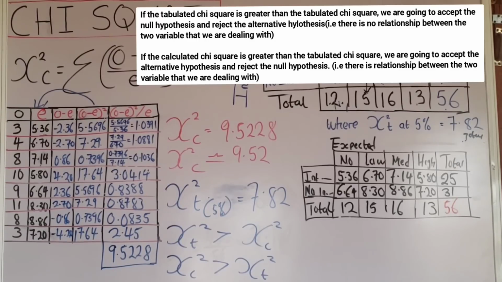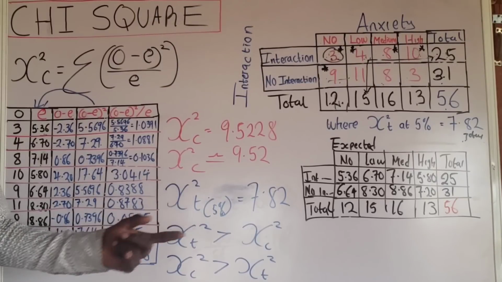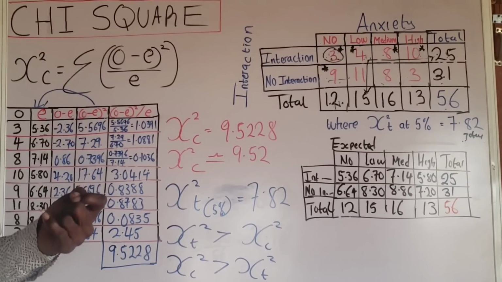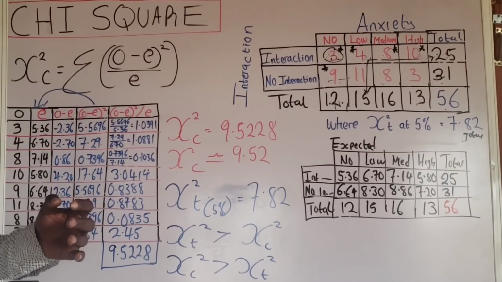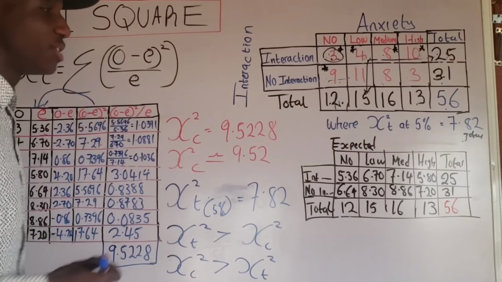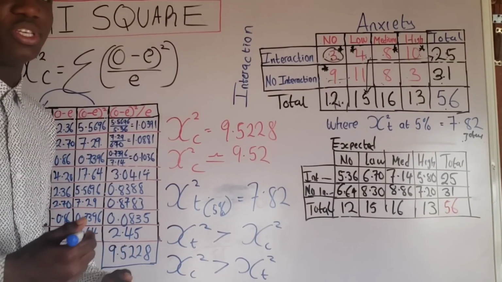Do you understand? Now, look at what we have here. We have the tabulated chi-square at 5% and degree of freedom of 3. Let me quickly show you how to calculate the degree of freedom. The degree of freedom for a contingency table is given by this formula.